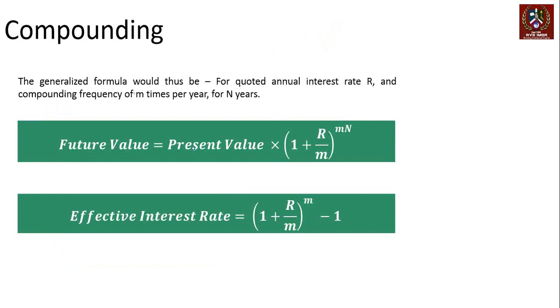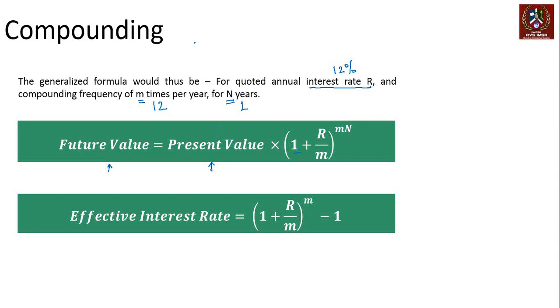definition of this. Future value is present value into 1 plus R by M to the power M into N. What are these terms? Quoted annual interest rate is R, which in our example was 12%. Frequency is M times per year, which is 12 times per year in our example, and the number of years is 1. Let's try and put in the formula.